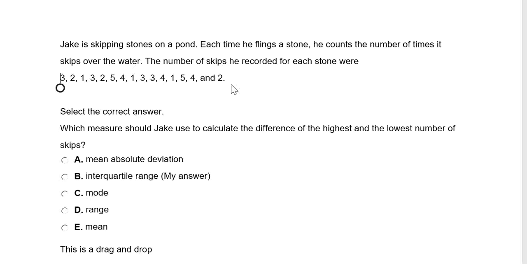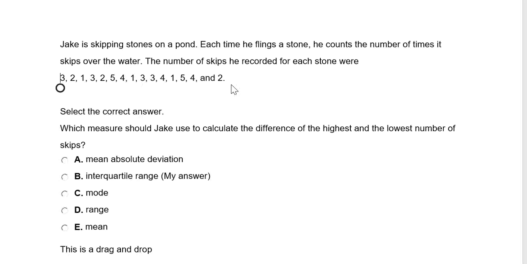The mean absolute deviation would be how far things deviate from the mean. We haven't calculated the mean, but we could go through and figure all that out, but that's not the correct answer either. The mode would be the most frequent answer, and so let's see, maybe it's 3. There's 1, 2, 3, 4 threes. I think the mode is 3, but that's still not the difference of the highest and lowest of the numbers.